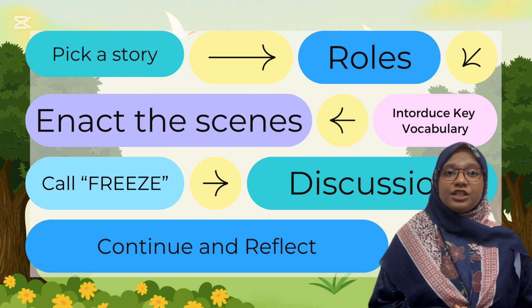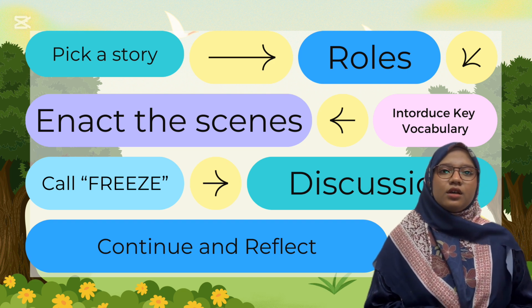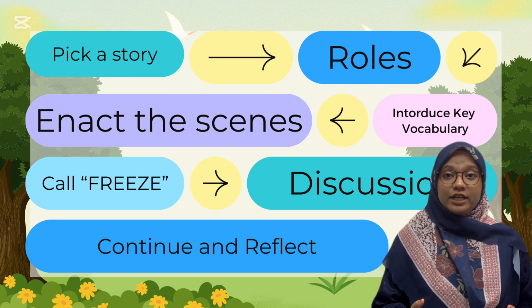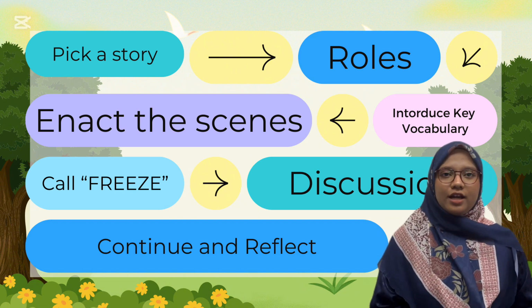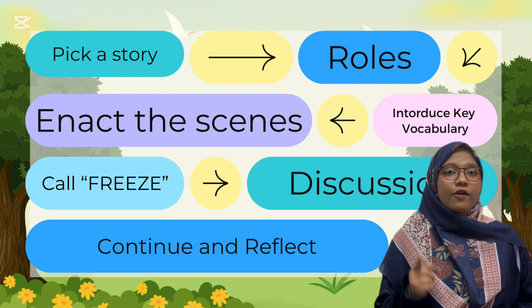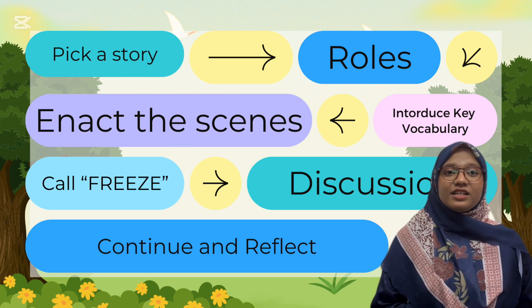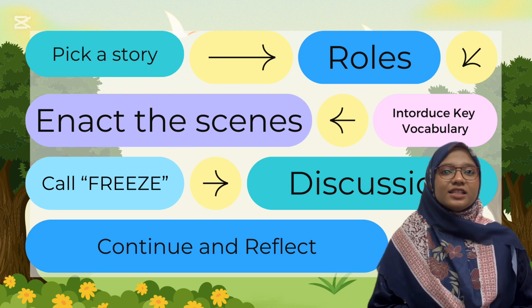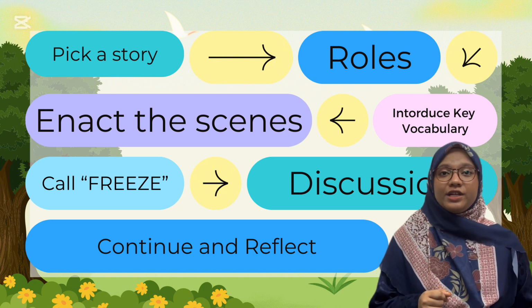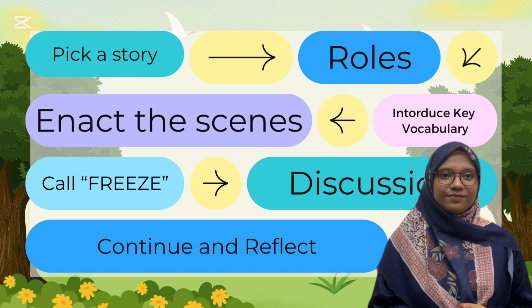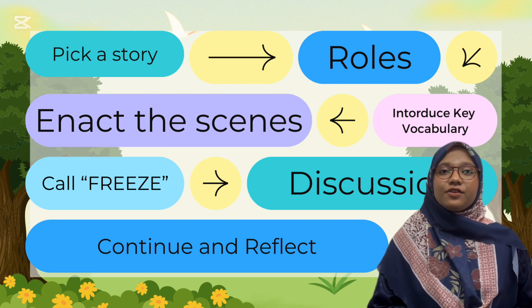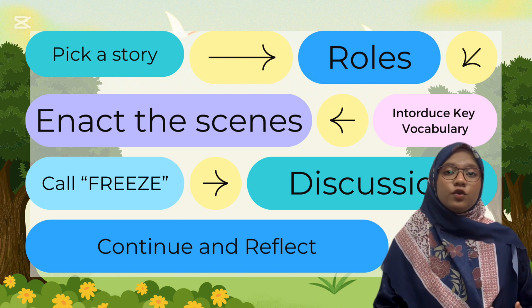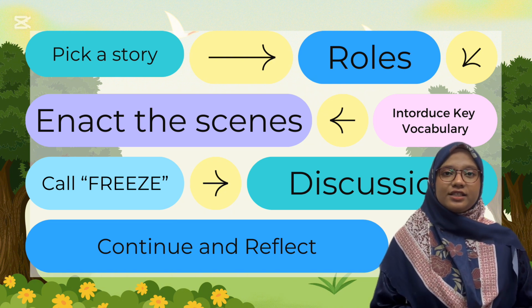Next, discussion while frozen. Ask each of the frozen students who are acting, what is your character thinking or feeling right now? Or, what would your character say next? This encourages them to practice speaking and think about the language needed to express their thoughts. Next is narration. Alternatively, students watching the scene can describe what they see using the new vocabulary or sentence structures that they have learned.